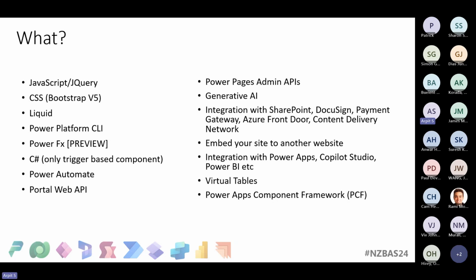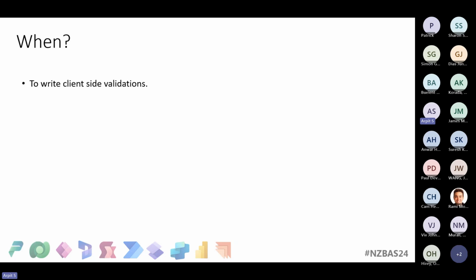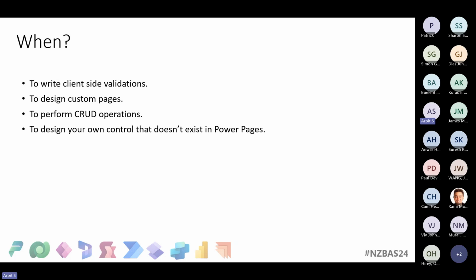Now, when do you need to write code? You can write code to perform client-side validations, to design a completely customized page, to perform CRUD operations, to design your own control that doesn't exist in Power Pages, or any feature that isn't supported in Power Pages, or to customize the default components or the layout of the website, because sometimes your customer isn't happy with the default layout of Power Pages, how the header should look, how the footer should look.